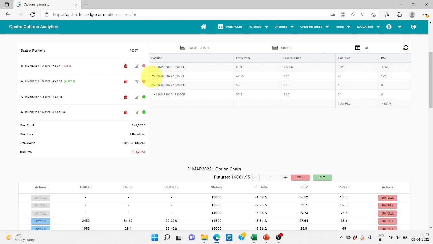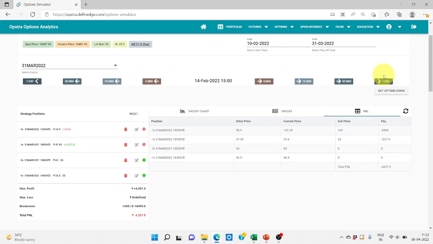So we closed that call option there and we bought back that sold call for 23, and we sold a new call option for 56 rupees. Now the setup is for 180 rupees. So we can continue from here.